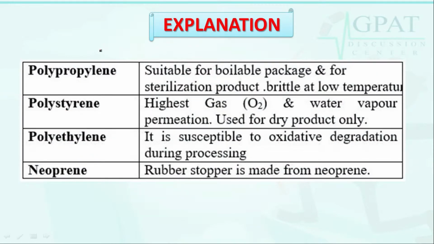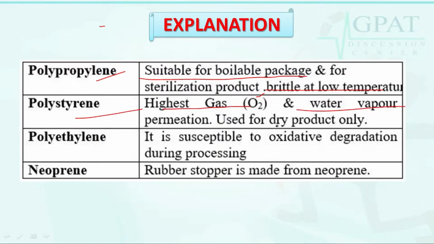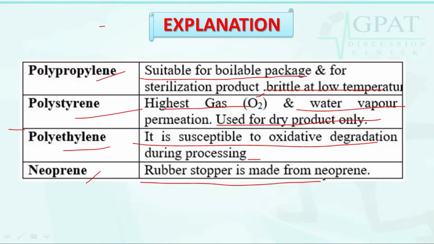So here we have an explanation on this. Polypropylene is suitable for boilable package for sterilization products, brittle at low temperature, whereas polystyrene has the highest gas and water vapor permeation, used for dry products only, which is asked in the question. Polyethylene is susceptible to oxidative degradation during processing, whereas neoprene is rubber; the rubber stopper is made up from neoprene. So it's all about this question.